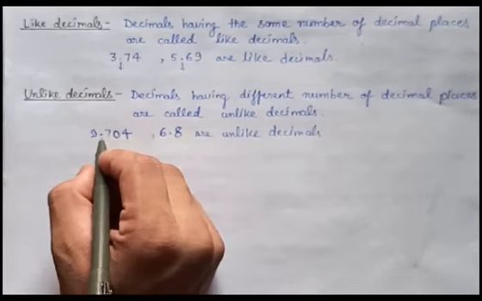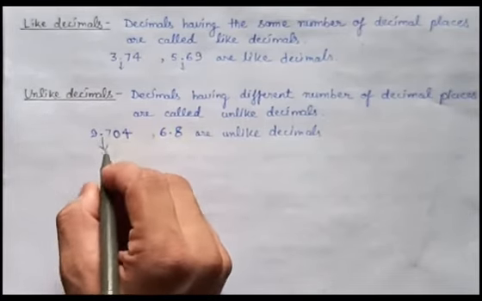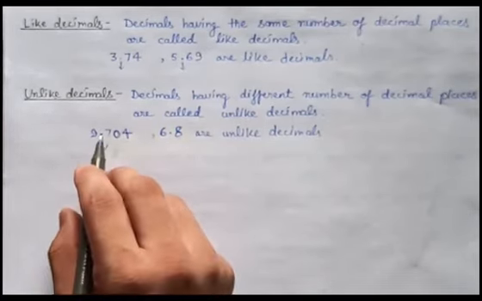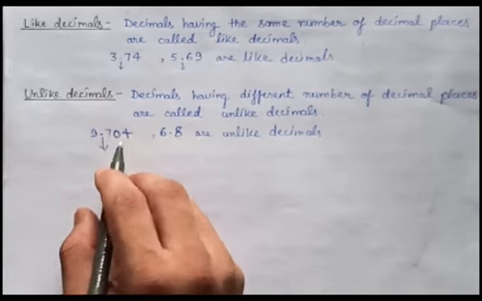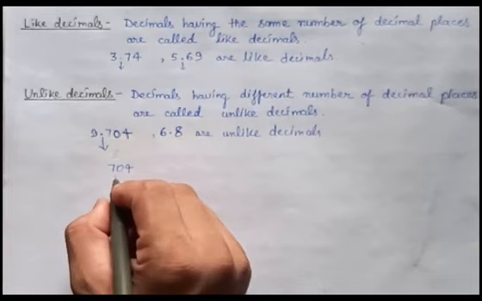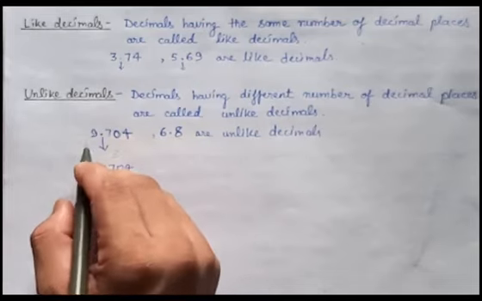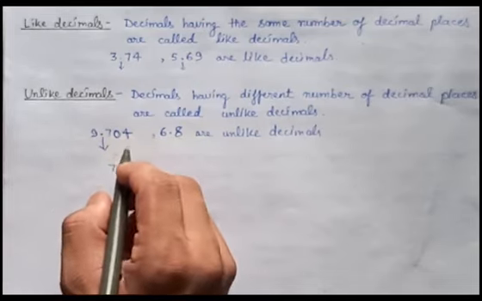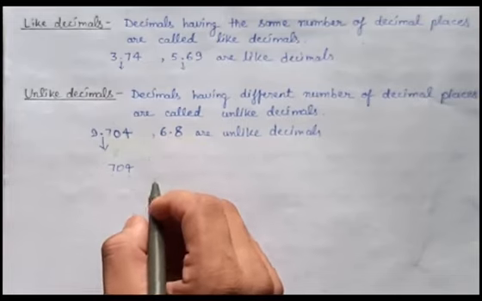Because here in this example 9.704, you can see that this is the decimal point and the right side of the decimal point is the decimal part. So the decimal part is 704, which contains 3 digits 7, 0 and 4. It means this decimal 9.704 has 3 decimal places.